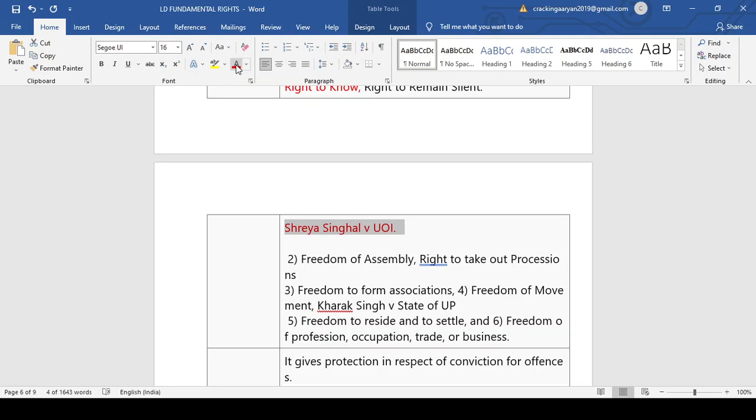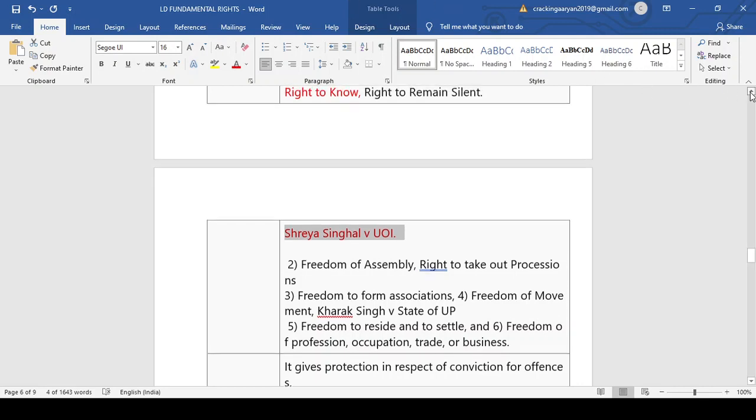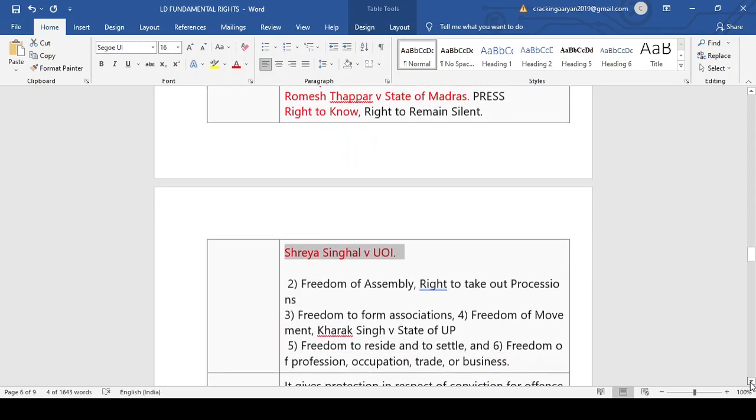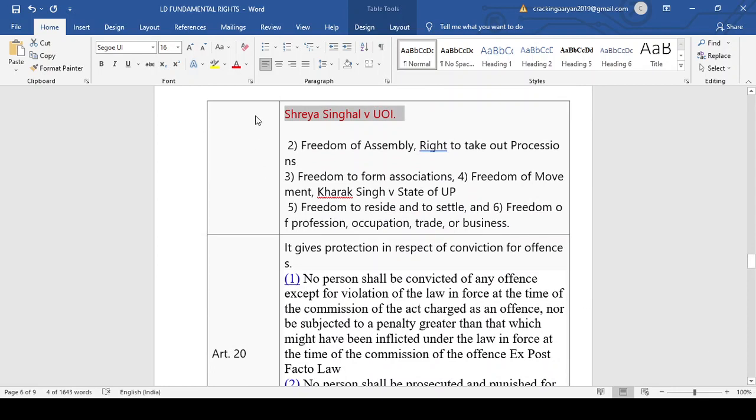Shreya Singhal versus Union of India was the case in which Section 66A of the Information Technology Act was struck down by the Supreme Court, because according to the Supreme Court, it violated Article 19 Clause 1A, that is freedom of speech and expression. So the Supreme Court struck down Section 66A of the Information Technology Act in Shreya Singhal versus Union of India. So that is 19 Clause 1.